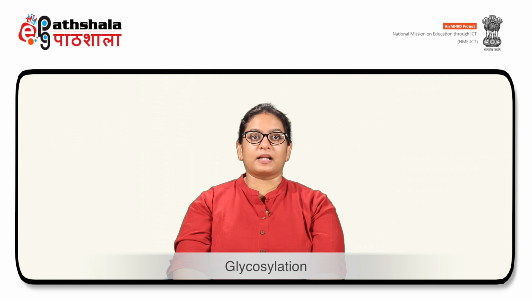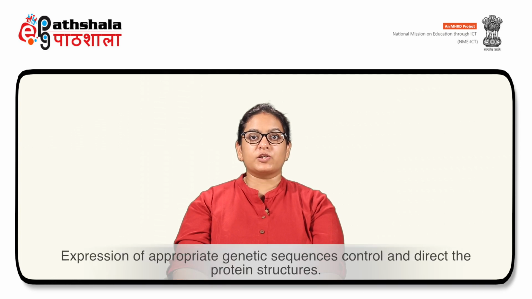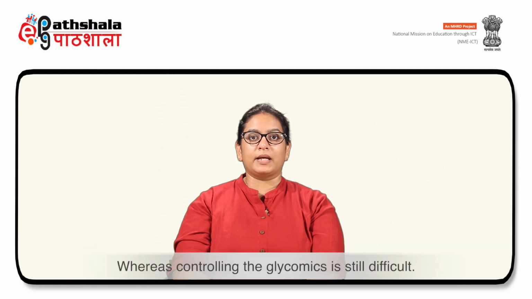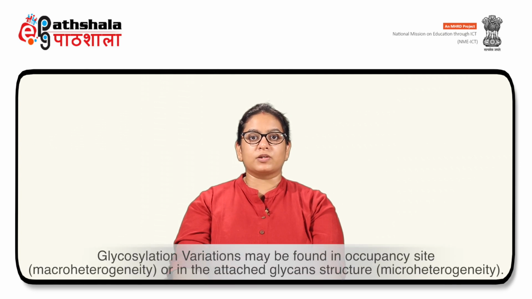The next factor is glycosylation. Using animal cells is preferred for the production of biopharmaceuticals because they are capable of adding carbohydrate groups, or glycans, to the protein synthesized. Expression of appropriate genetic sequences controls and directs the protein structures, whereas controlling the glycomics is still difficult. Glycosylation variations may be found in occupancy site or in attached glycan structures.